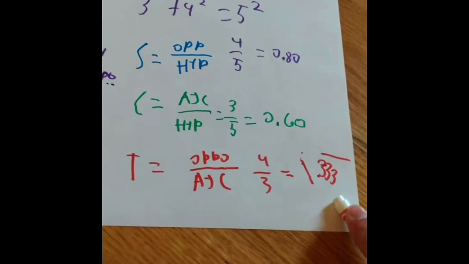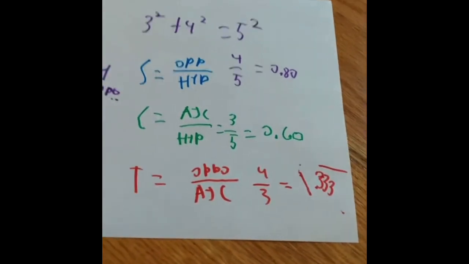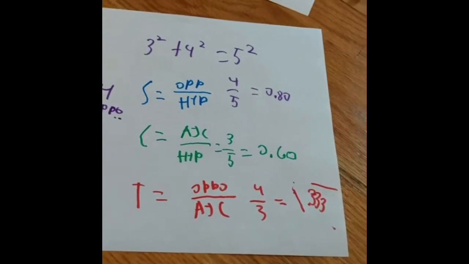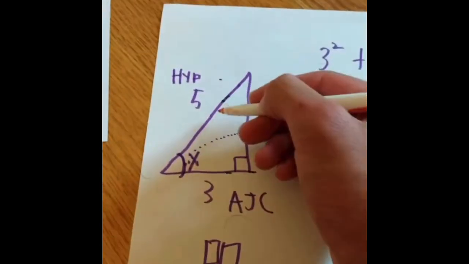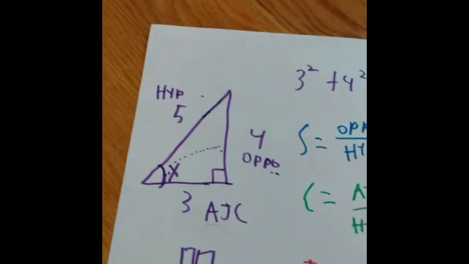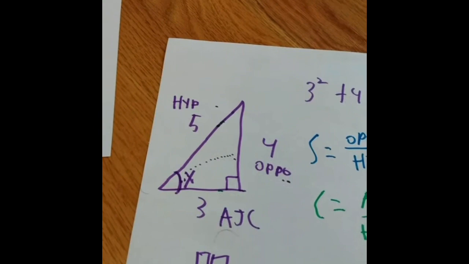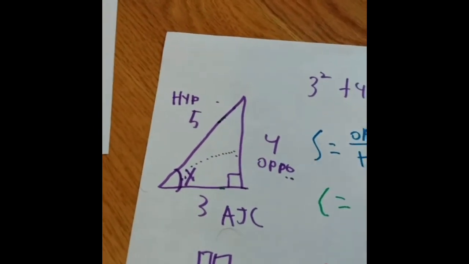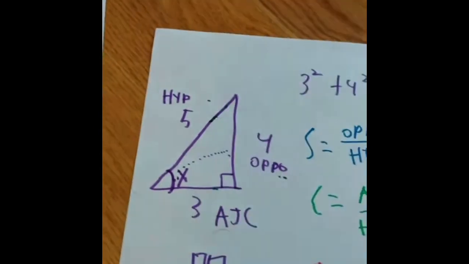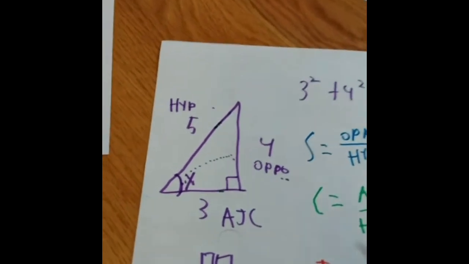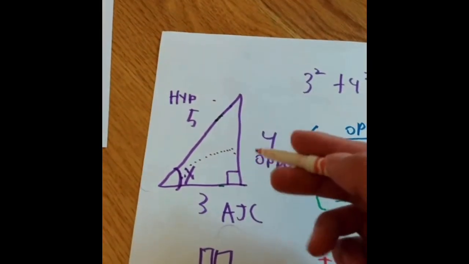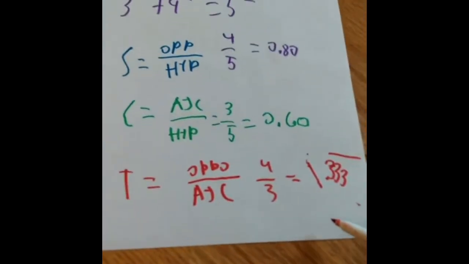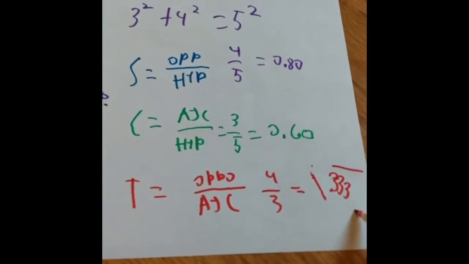And with tangent, we usually use that in real life to solve the hypotenuse. What we have to do is find the slope of the hypotenuse. So if you put this right triangle on a graph, and you're trying to find the slope of the hypotenuse, using the tangent is the perfect way of doing it.